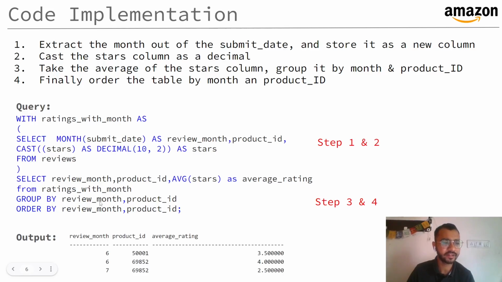I've grouped it by review month and product ID so that my average rating comes at a review month and product ID level. And then finally, as the final step, I have ordered my results by review month and product ID as well, as you can see over here. So this is my final output, which is what we wanted.